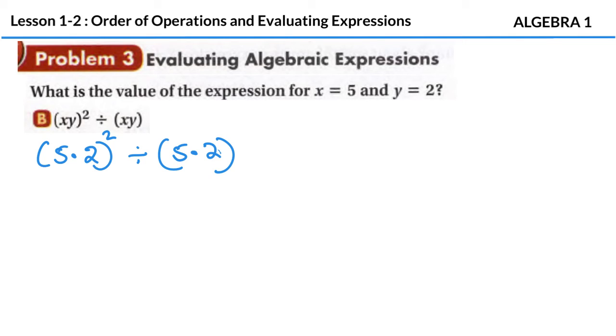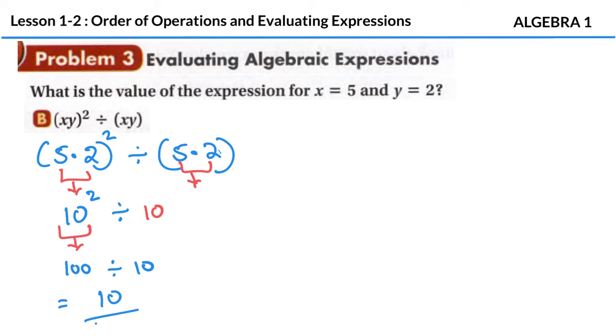Now we can easily figure it out. Which one are we going to do first? We enter the parenthesis and we do this. 5 times 2 is 10. So now our equation is going to look like 10 squared divided by 5 times 2, and that's 10 again. Now what are we going to do? 10 squared is 100. So we're going to do 100 divided by 10, and the answer is 10. So this is how we evaluate.